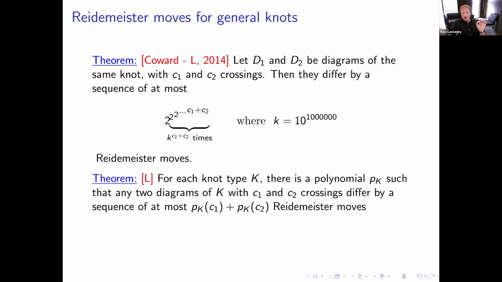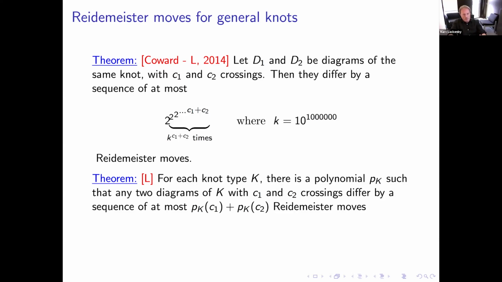If I fix my knot type, say look at just trefoil knots or figure-8 knots, then there's a polynomial, P, that depends on that knot type, so that if I have any two diagrams of the knot with C1 and C2 crossings, then they differ by at most P applied to C1 plus P applied to C2 Reidemeister moves. So if you're willing to fix the knot type, then like the unknot, you get a polynomial bound on Reidemeister moves. And so that, I feel, is pretty substantial progress compared with this general upper bound above.